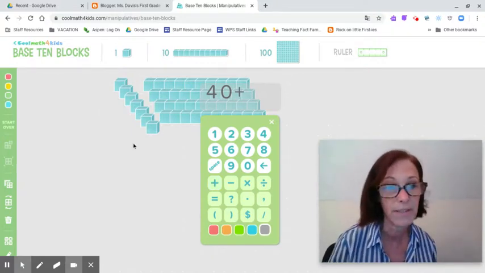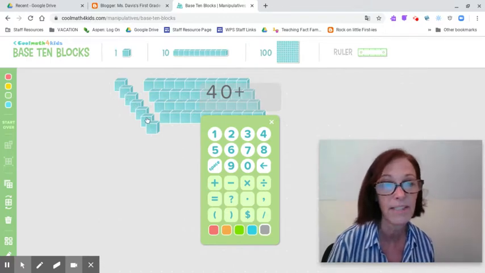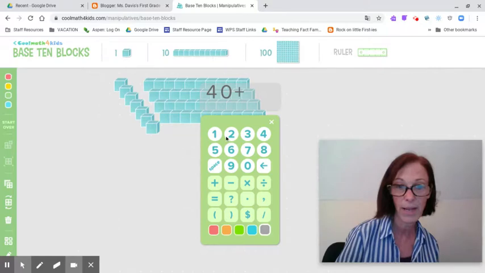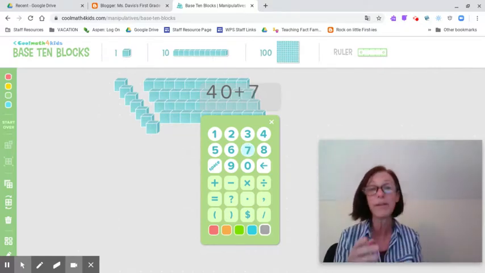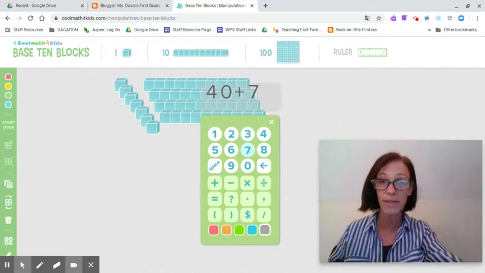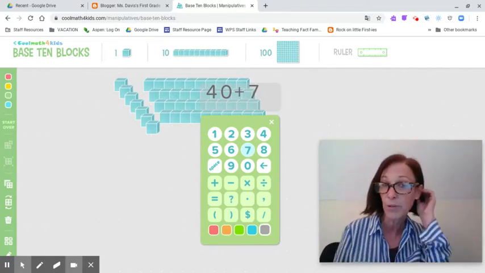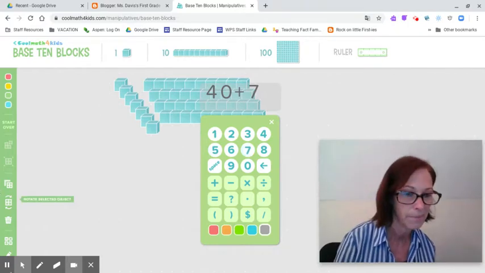So what is our number in expanded form? 1, 2, 3, 4, 5, 6, 7. If we were to join these two together, it would be 47. It would be our number. That's expanded form up here. All right, we're showing you expanded form. I'll do one more, okay?